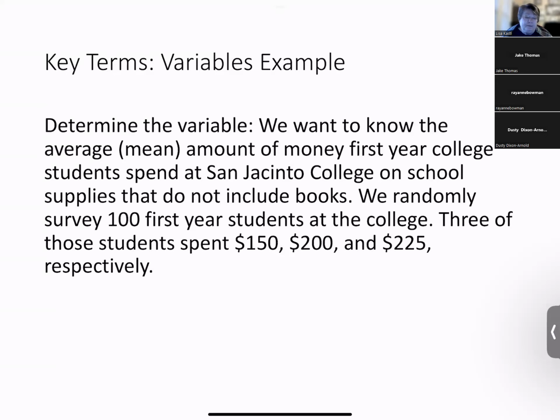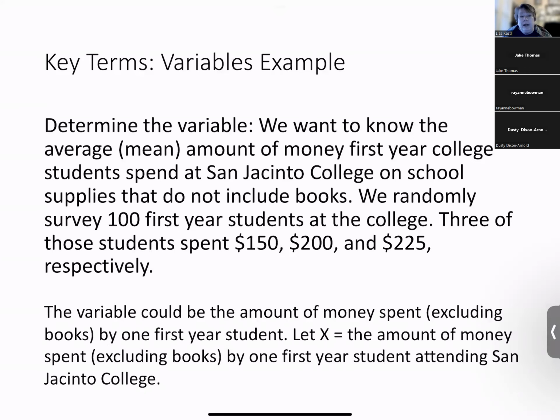Okay, so what's your variable? Well, it's the attribute you're interested in looking at. What was the attribute that we were interested in looking at? How much money first-year college students spend on supplies other than books? So typically the way that we write this is we say capital X is equal to, and then describe what the variable represents. So capital X is the amount of money spent excluding books by first year college students at San Jacinto College, which I can never say. And I apologize, I mispronounce things.